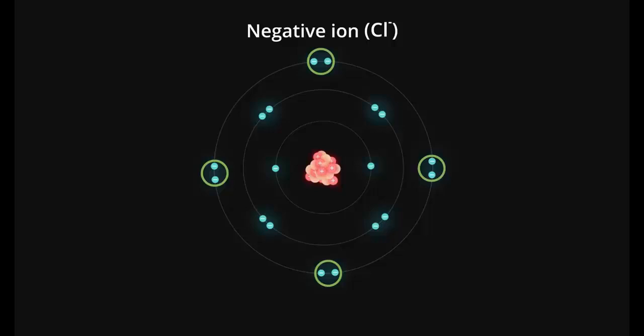Some atoms change their name slightly when forming ions. The ion of chlorine is called a chloride ion.